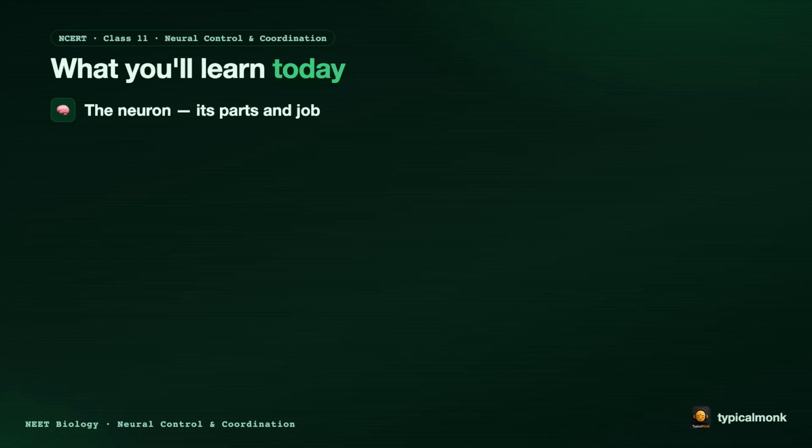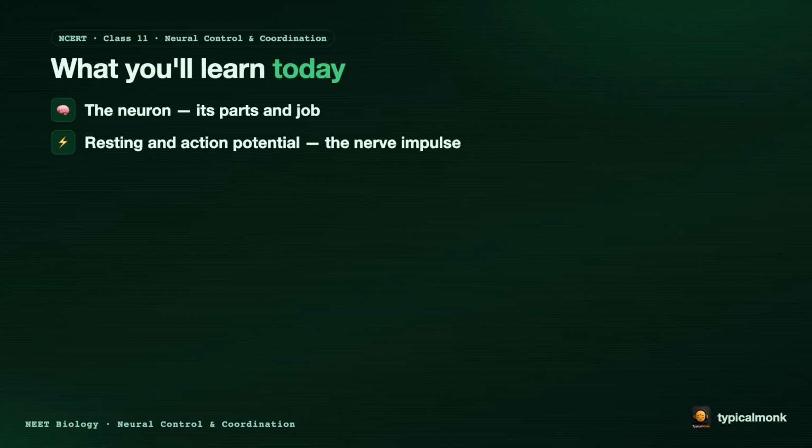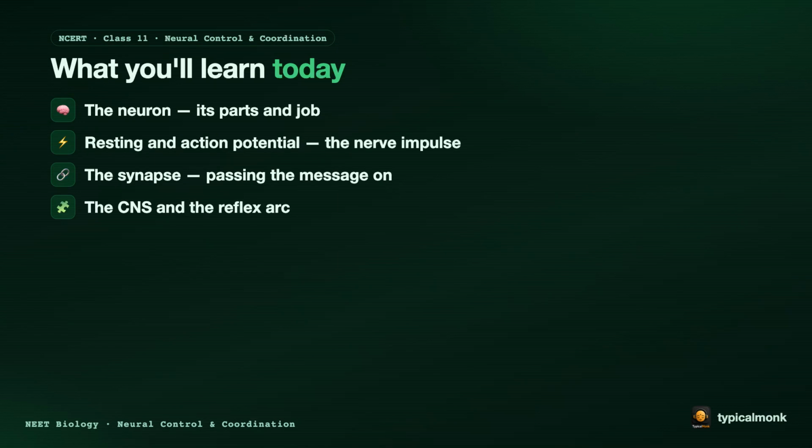Here is today's path. 5 stops. First, the neuron, its parts and its job. Second, resting and action potential, that is, the nerve impulse. Third, the synapse and how it passes the message on. Fourth, the central nervous system and the reflex arc. And fifth, the eye, the ear, and the NEET drills.